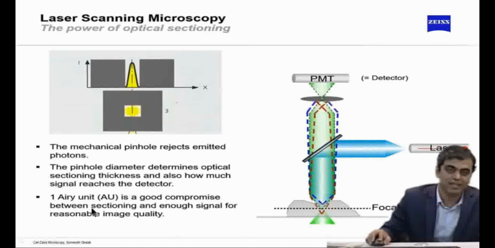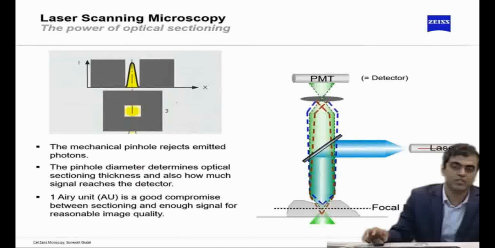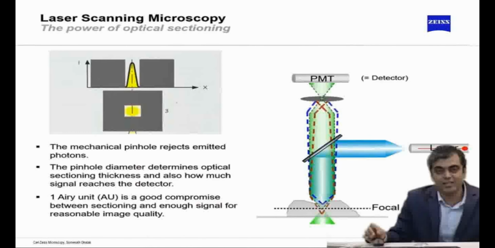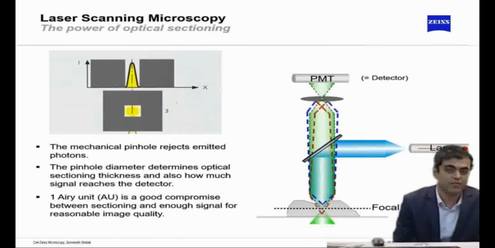The mechanical pinhole definitely rejects a lot of photons which are out of focus, and that is why the collection window is again reduced. So we are getting a very, very small number of photons in the collection window. But the diameter of this pinhole will also determine the Z section thickness of the sample, or the best Z section resolution which we can achieve.